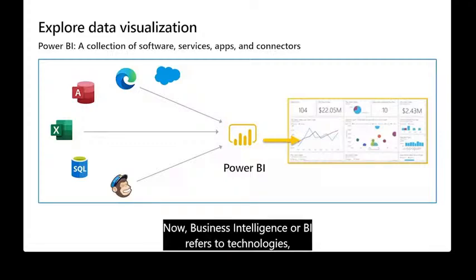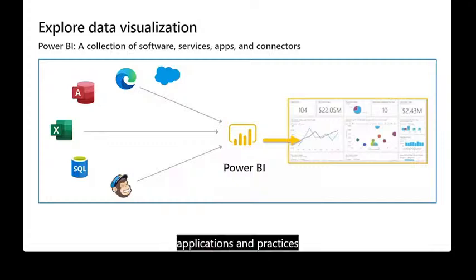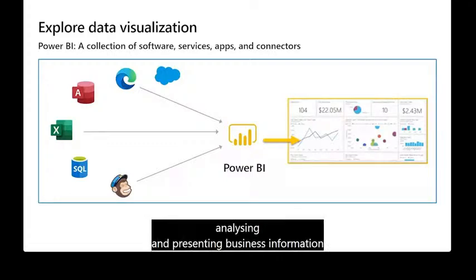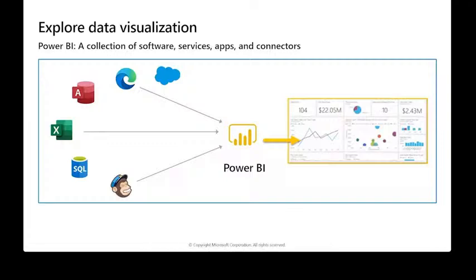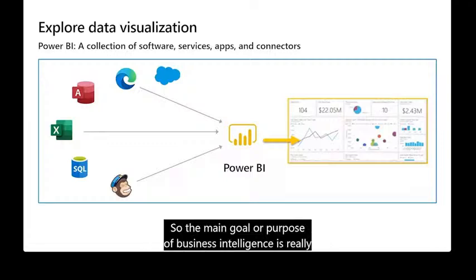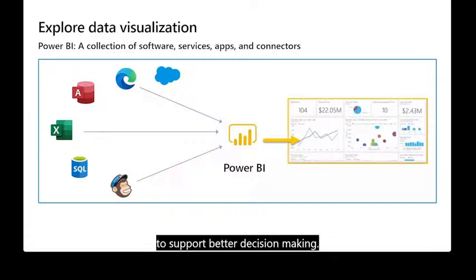Now, business intelligence, or BI, refers to technologies, applications, and practices for collecting, integrating, analyzing and presenting business information back to the organization. So the main goal or purpose of business intelligence is really to support better decision making.